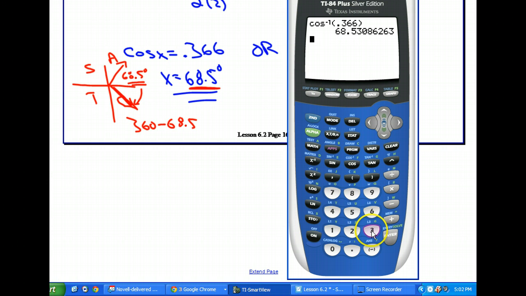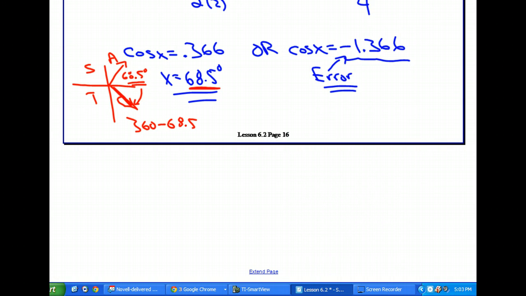And let's just go 360 minus, since we have it up here now, 360 minus second answer. And I get 291.5. So I get two answers. 68.5 and a 291.5. Because again, I had to consider reference angles. Where's the cosine positive? That's a positive 0.366 in two quadrants. The first quadrant, but don't forget the fourth quadrant. Not an easy problem to do.